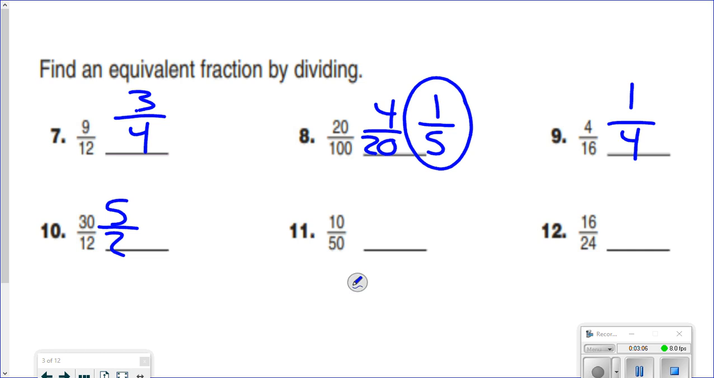We have 10/50. Let's divide both by 10. 10 divided by 10, we get 1. 50 divided by 10, we get a 5.